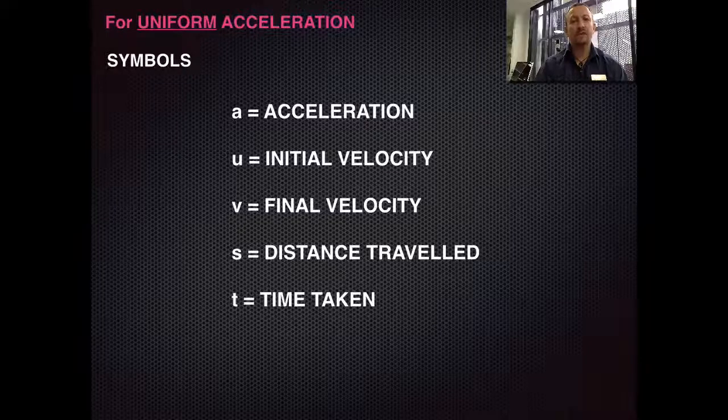Now, if we're looking at uniform acceleration, we use a variety of different symbols. a will be our acceleration, u will be our initial velocity, v is the final velocity, s is the distance traveled, and t is the time taken. Depending where you are around the world, the initial and final velocities may change with respect to the symbols. As I've mentioned earlier, initial velocity can often be written as v subscript i, and final velocity as v subscript f. Sometimes distance is given the symbol d, but generally s is the general form that we will use. Okay, so let's get started and start manipulating the formulae.